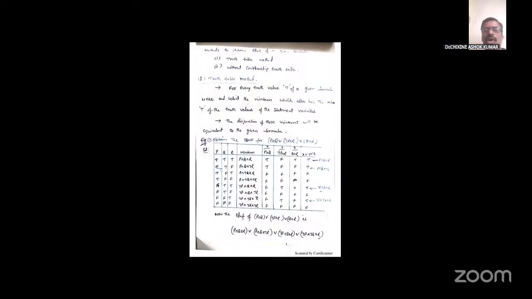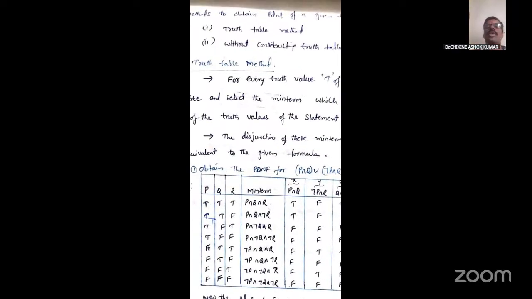Let me discuss one more. Yes, let us do it without constructing a truth table. This was with the help of constructing a truth table. Yes, I got that. Second method: obtaining the principal disjunctive normal form without constructing the truth tables. So we have a certain structure. I will explain the structure today, and next class we'll discuss the problem.